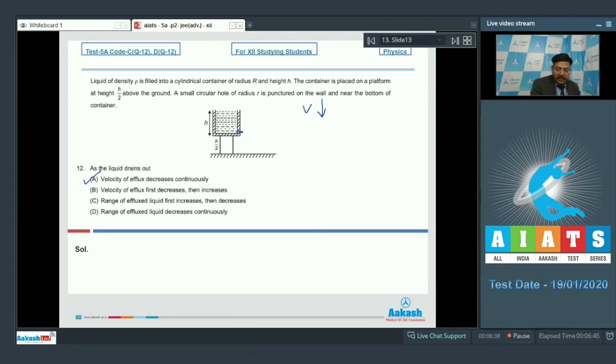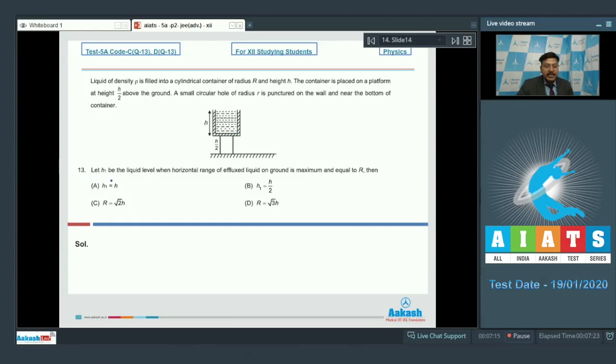Now, well, the range of the liquid is clearly proportional to the speed of efflux, because the time of descent will be the same in all the cases, and time of descent multiplied by the speed of efflux will give us the range. Since the speed of efflux is decreasing continuously, the range will also decrease continuously. Pretty easy, isn't it? Let's go to the next question now.